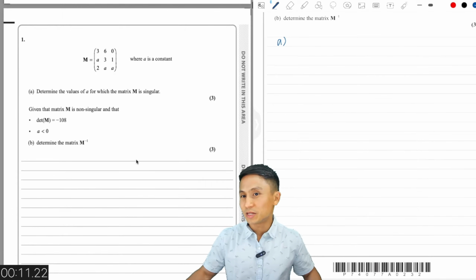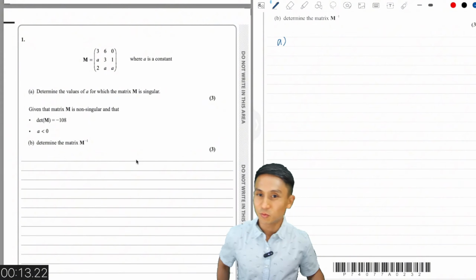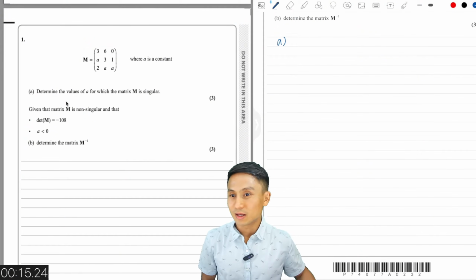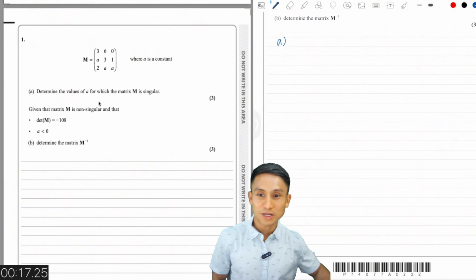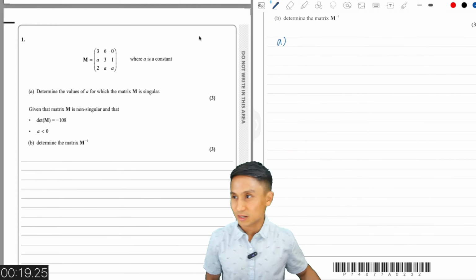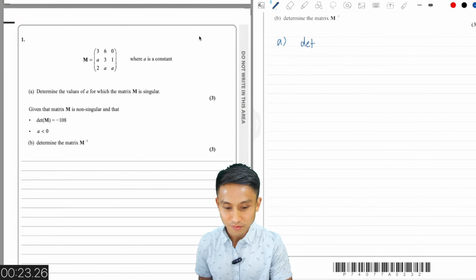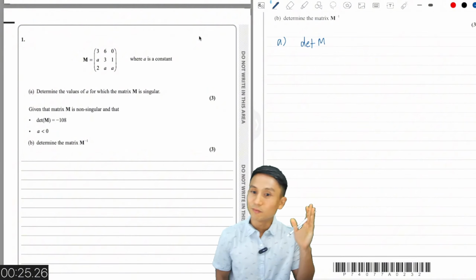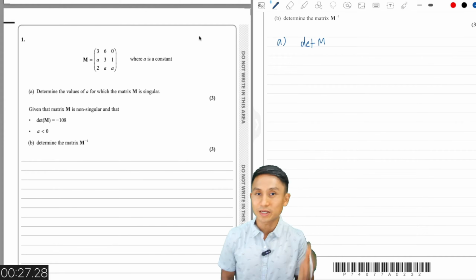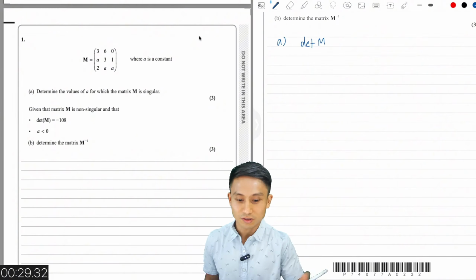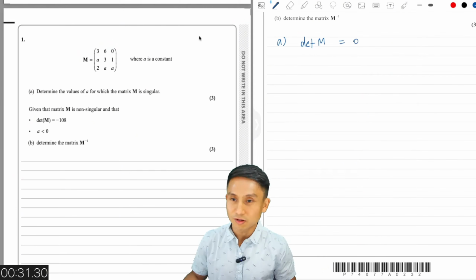Question 1, given the matrix M here, with some unknown A there. Determine the values of A for which matrix M is singular. Okay, that's not too bad. Well, singular means the determinant of M is 0, right? So singular means doesn't have an inverse, right? So we're going to put the determinant of M being 0.